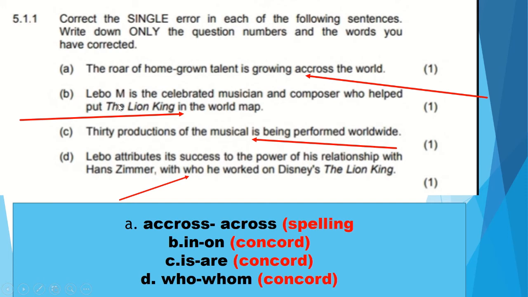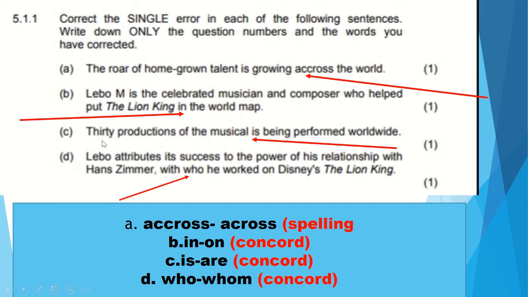Number B, Lebo M is the celebrated musician and composer who helped put the Lion King in the world map. You do not put the Lion King in, it's supposed to be on. So in English, you must know when to use in and when to use on. So the problem again is concord. In number B, it is supposed to be on the world map.